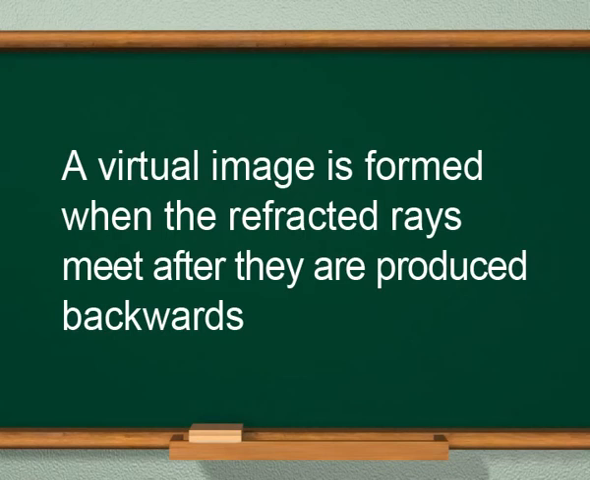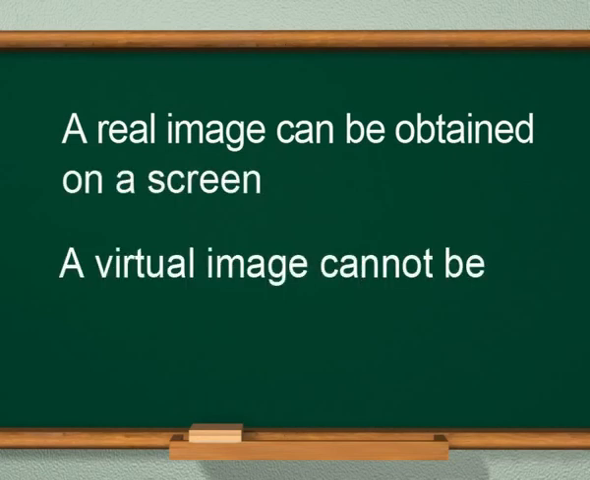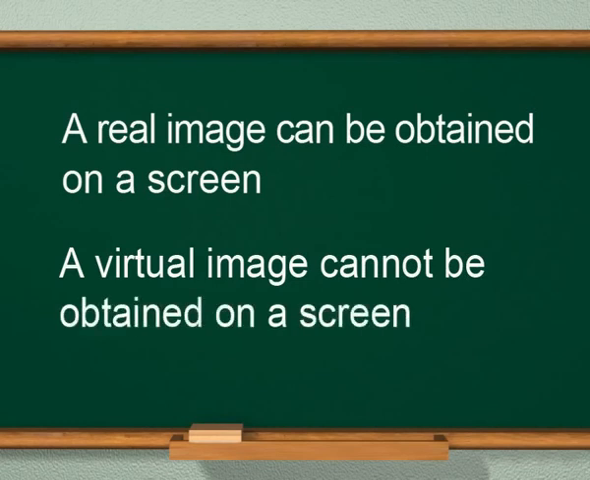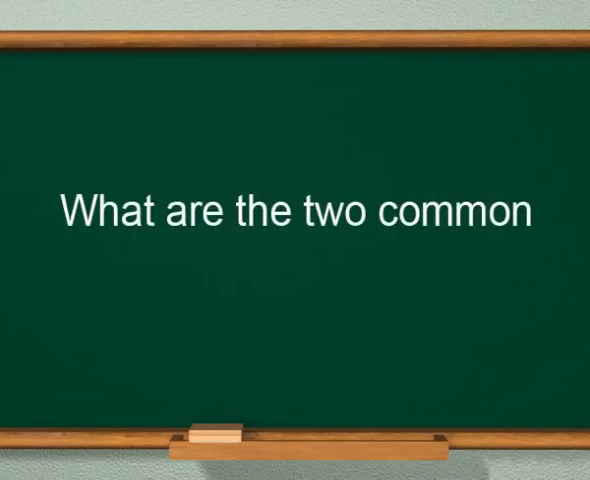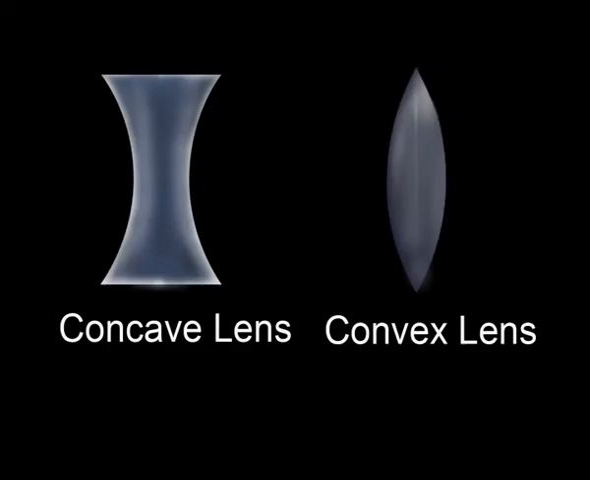Another important difference between the two is a real image can be obtained on a screen, but a virtual image cannot be obtained on a screen. The next question is, what are the two common types of spherical lenses? The answer, two common types of spherical lenses are concave lens and convex lens.